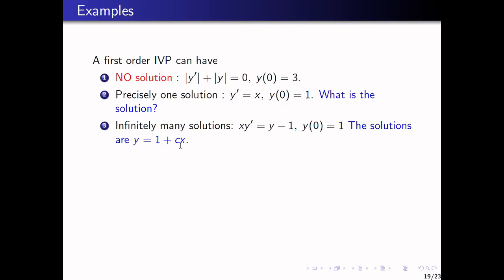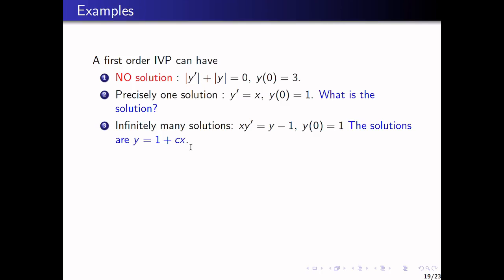Suppose you take c to be equal to 4, then y is equal to 1 plus 4x satisfies this initial condition, because 0 times 4 is 0, plus 1 is 1, and y is equal to 1. So it satisfies the initial condition. So for any value of c, this is a solution. So it has infinitely many solutions depending on its choice of c.